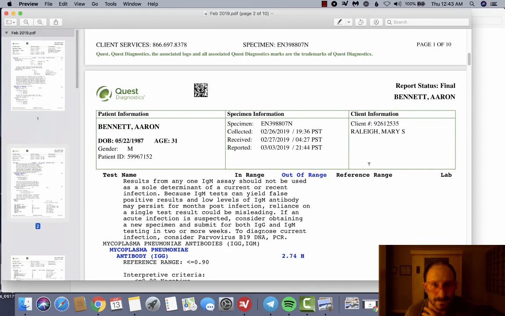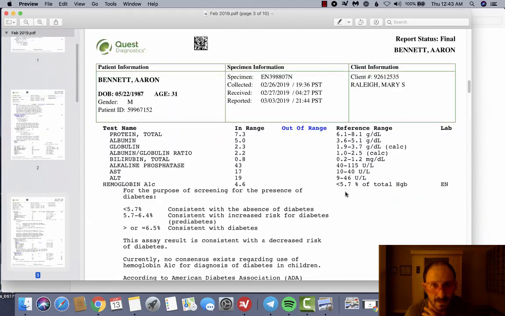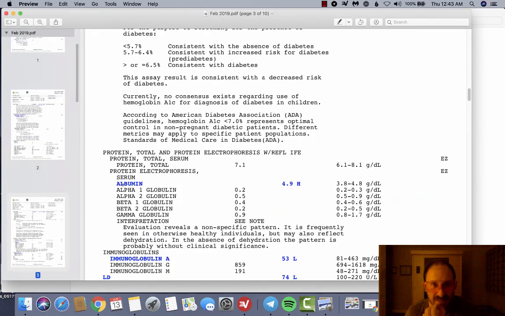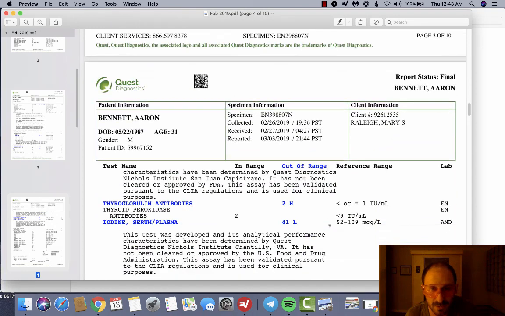All right. So this is an old past infection. IgG is past. This is always high. I don't know what that means. So this was kind of concerning to her. I have really low immunoglobulins A. Essentially my immune system sucks. So may do LDI therapy, seeing an immunologist or whatever. Really low iodine. I forgot what she said about that.